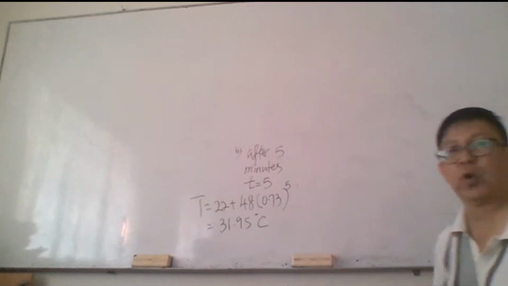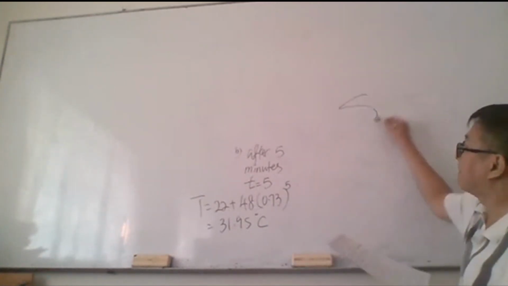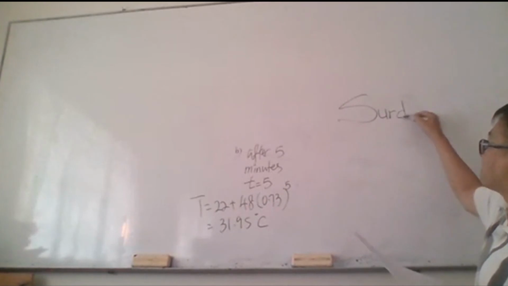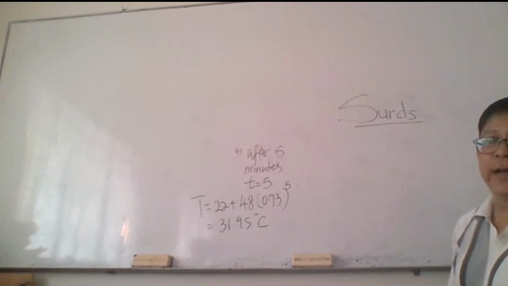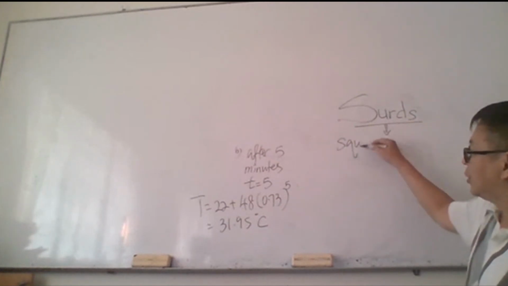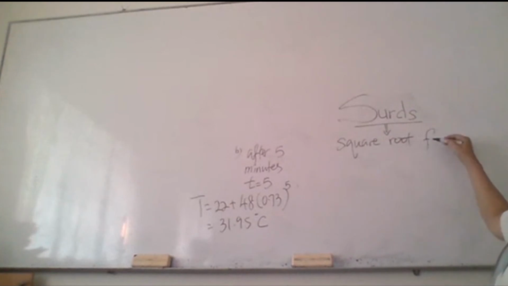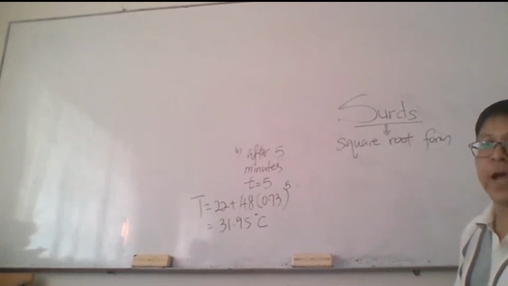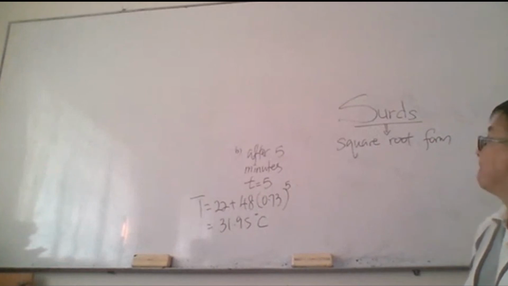So now we need to go to another section. It's called surd. Another name for surd is actually square root form. So we are involved with square roots. Most likely we involve square roots; we seldom involve cube roots.